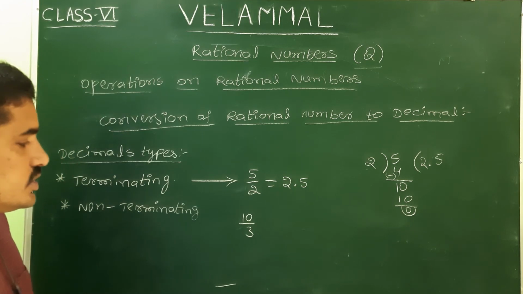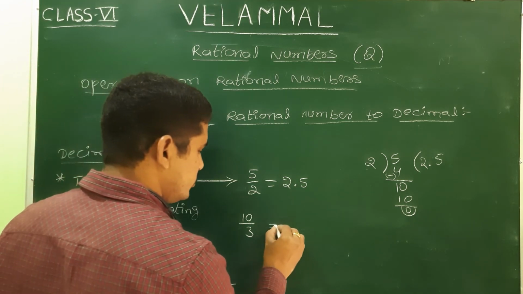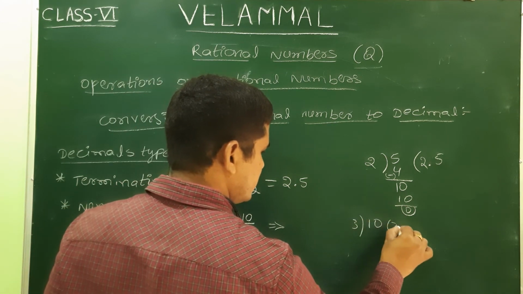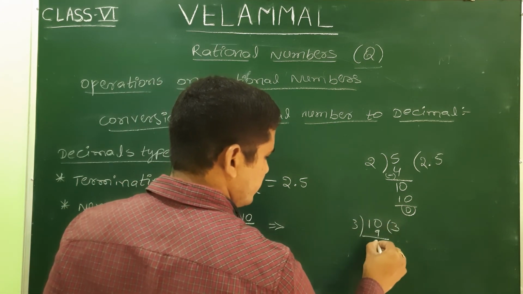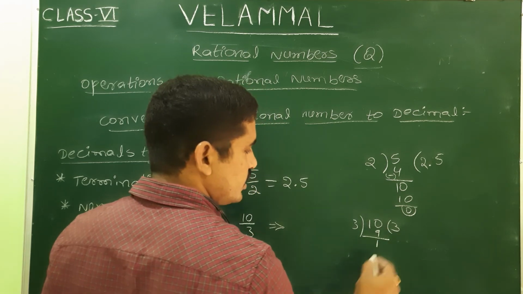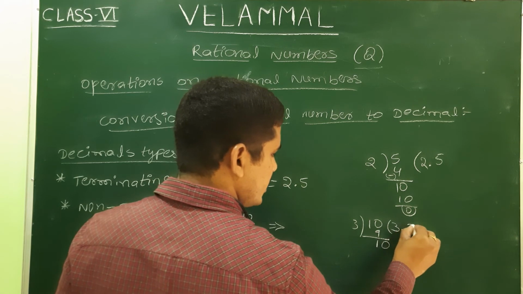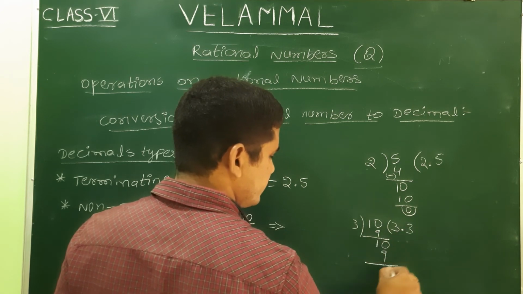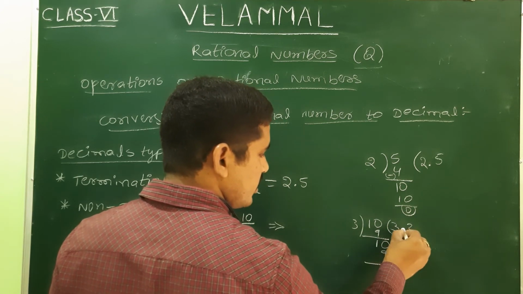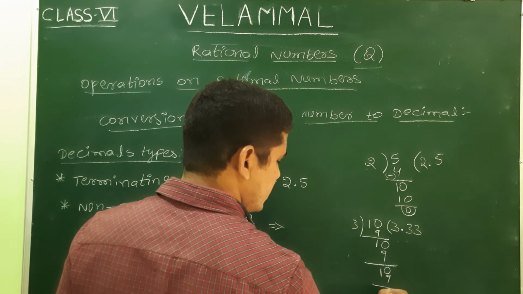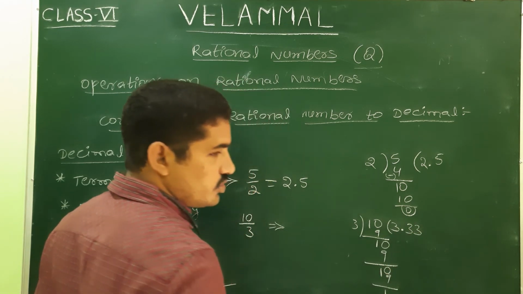If we are doing this 10 by 3, then do the normal division. 10 we are dividing with 3. 3 3s are 9. We got remainder as 1. And the point we are taking. Here we can place 0. Again 3 3s are 9. Again remainder is 1. Already point is there. 0 can be taken. 3 3s are 9. Again 1. It keeps on continuation.